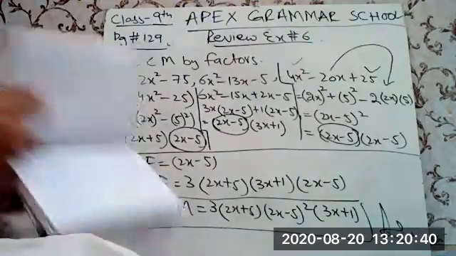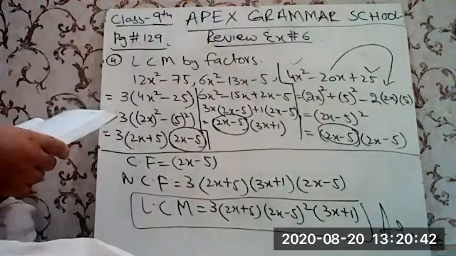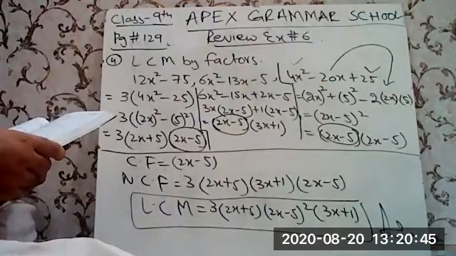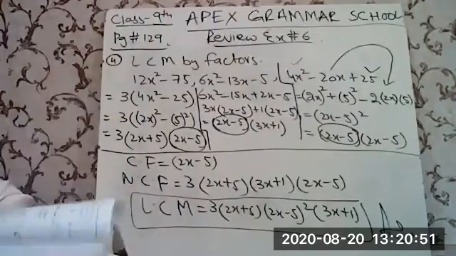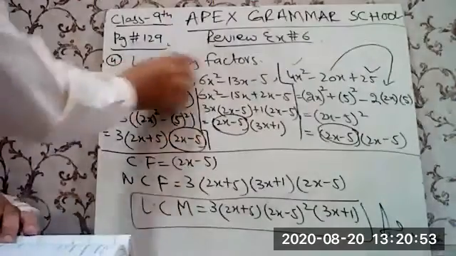Now, talking about question number 5: if the HCF of the first polynomial and the second polynomial is this, find their LCM. We have already done these types of questions.